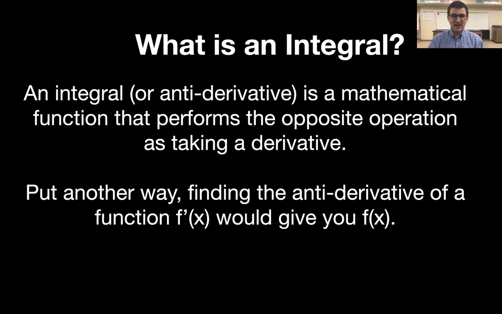What I mean by that is if I take the antiderivative of some function f prime of x, it's going to give me f of x, which is the function that, if I then take the derivative of f of x, gets me back to f prime of x. So you can sort of move up and down like that.